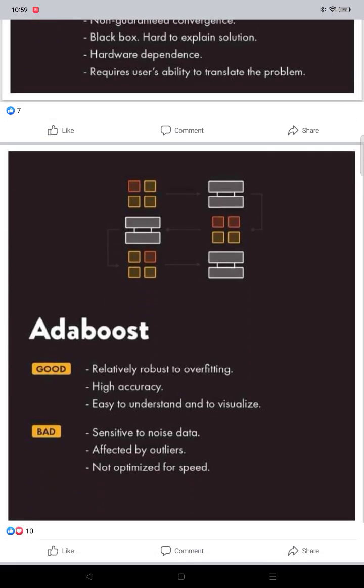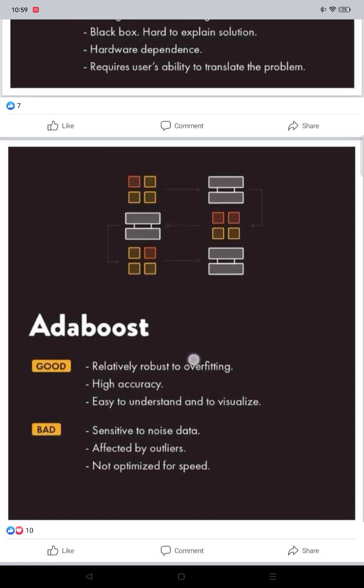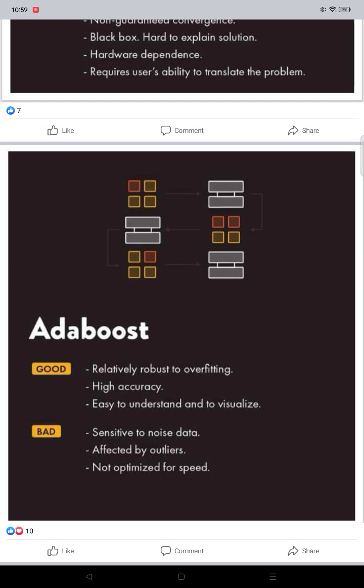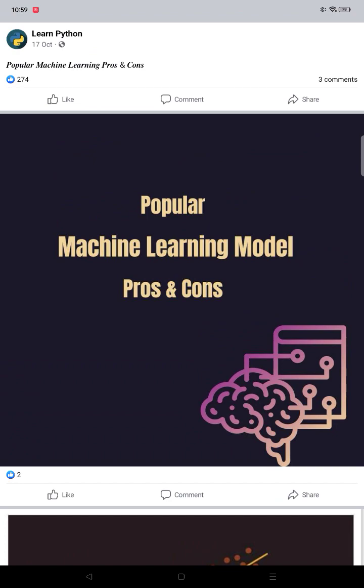AdaBoost. The good thing is it is relatively robust to overfitting, has high accuracy, and is easy to understand and visualize. The bad thing is it is sensitive to noisy data, affected by outliers and not optimized for speed. So that is the good and bad things for popular machine learning models, pros and cons.